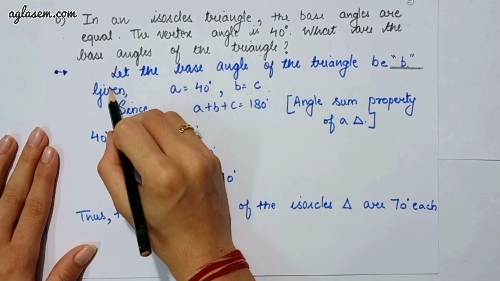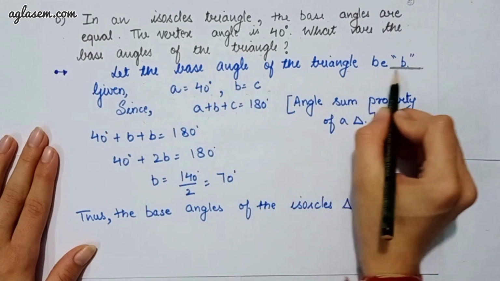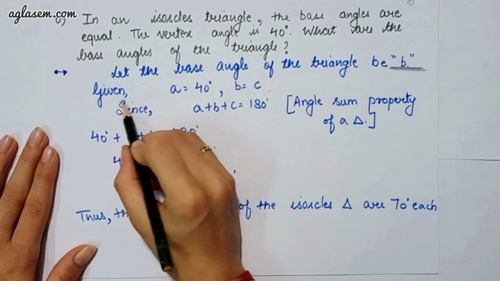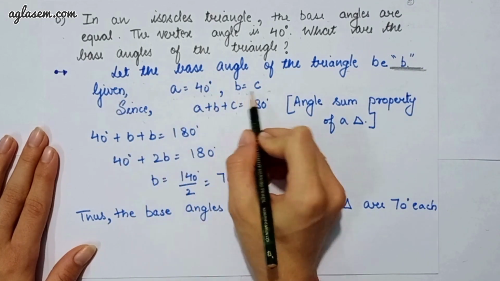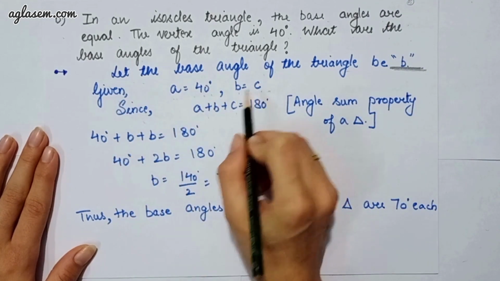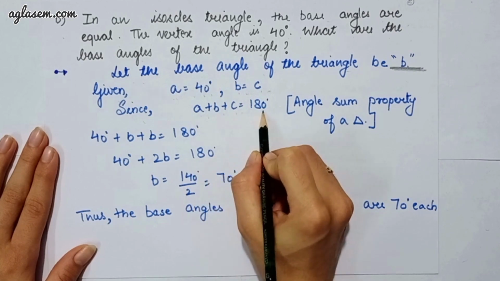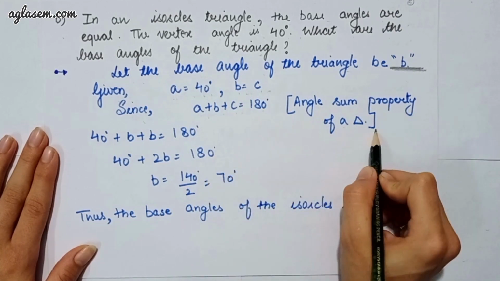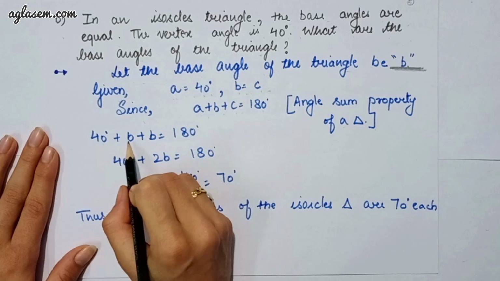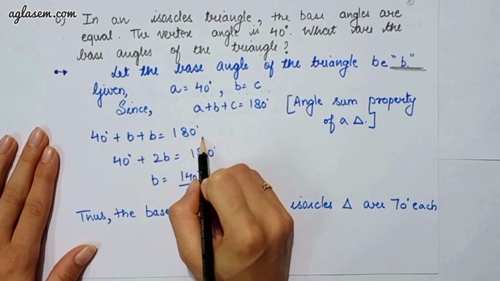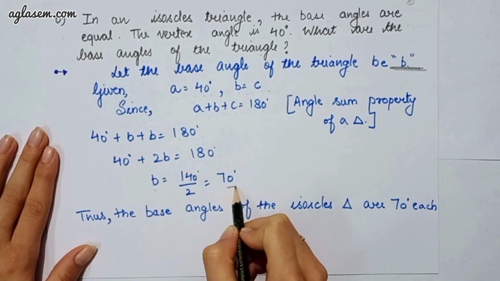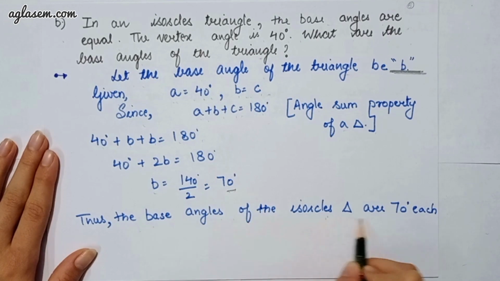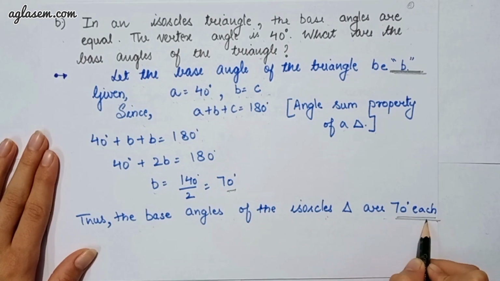So the answer is we have to let the base angle of the triangle be B. So given is A is equal to 40 and B is equal to C. So what we know, A plus B plus C is equal to 180 because of the angle sum property of a triangle. So therefore 40 plus 2B is equal to 180, which will give you B as 70. So the base angles of the isosceles triangle are 70 degrees each.